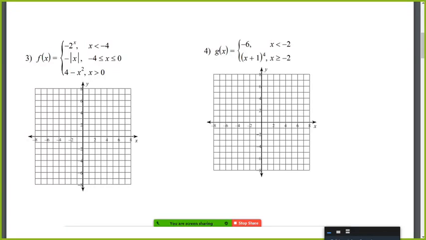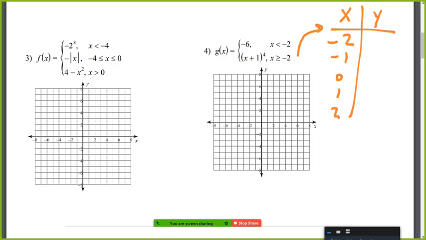To graph this piecewise function, the easiest way to go about it is to make a table, but only plugging in points on that interval. So if we start with the (x+1)^4, where x is greater than or equal to -2, I'll make a little table here. I'll start by plugging in -2, and then values greater than that. So like -1, 0, 1, and 2.